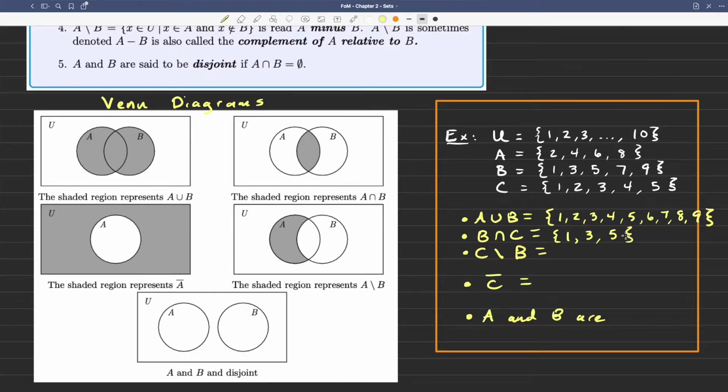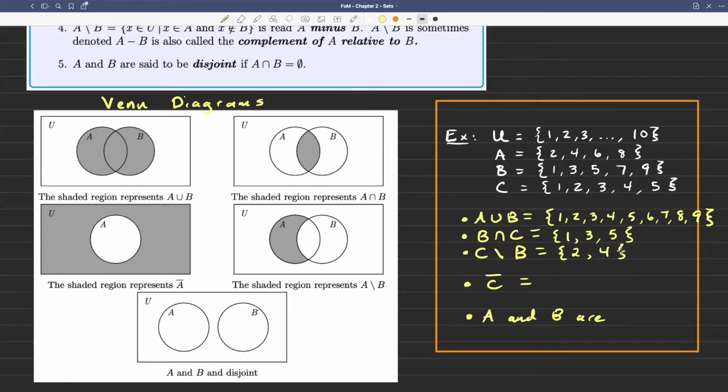C minus B just means to take C and throw away anything that's also in B. So I would have to throw away 1 because 1 is also in B. I wouldn't throw away 2 because 2 is not in B. I would have to throw away 3 because 3 is in B. I would not throw away 4. And then I would throw away 5 because that's also in B. So when you do C minus B, you're left with only 2 and 4.